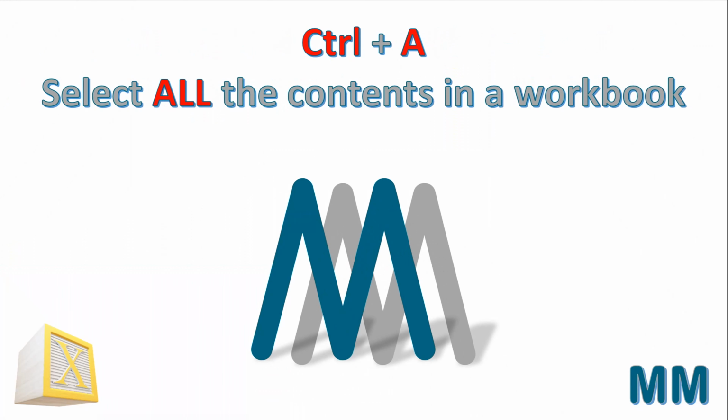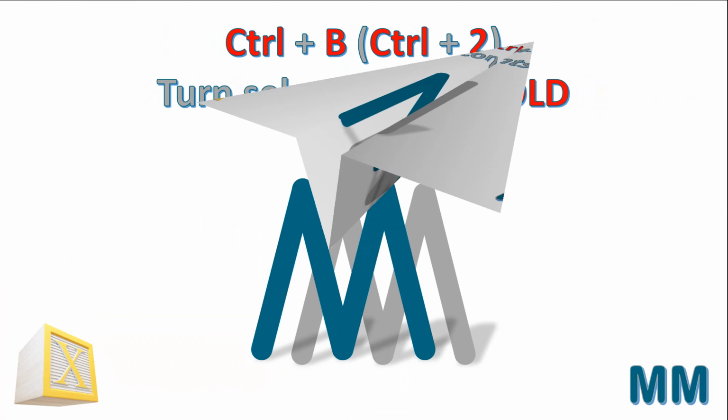If you want to select everything in your workbook, you can press Control A, from "all", and that will select everything that you have in your workbook, and that will allow you to apply a mass function, or to make a mass change, or to do whatever you want at the general level of your workbook. So Control A will select all the contents in your workbook.